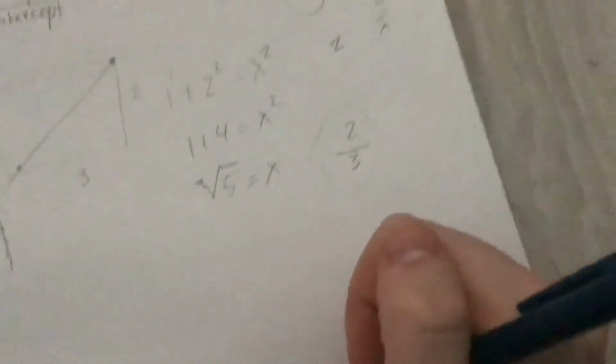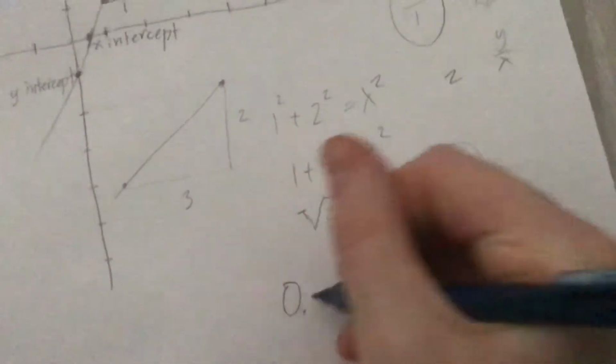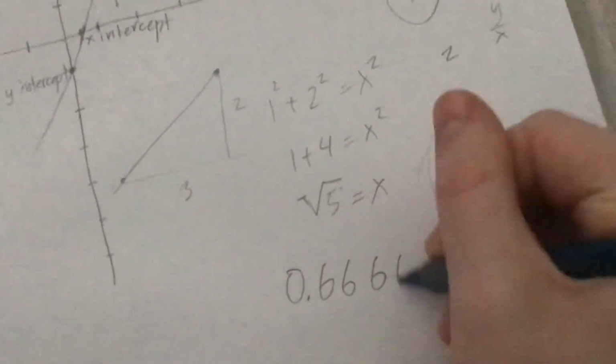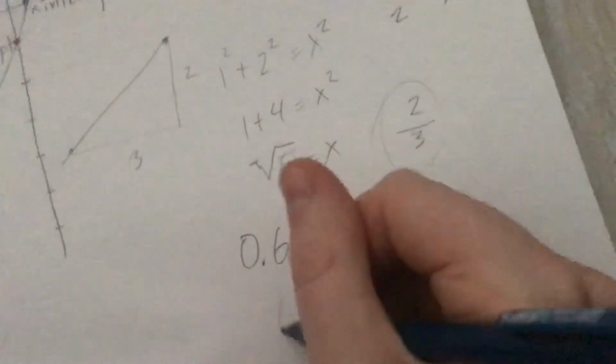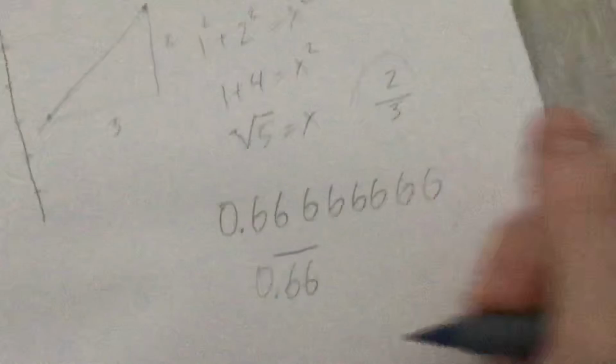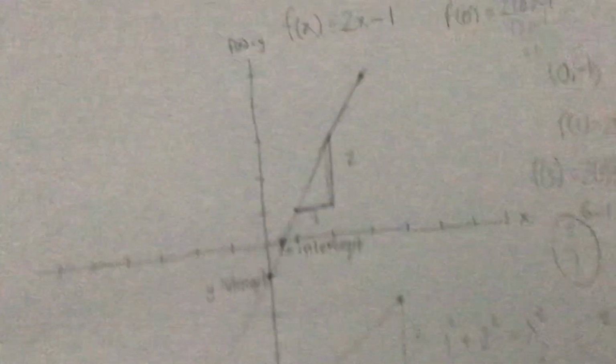That's what 2 over 3 equals. And it could also equal, if you want to be super crazy, you could just write as many 6s as you want, or you could be simple and just do this. But yep, there's your answer. That's how slope works.